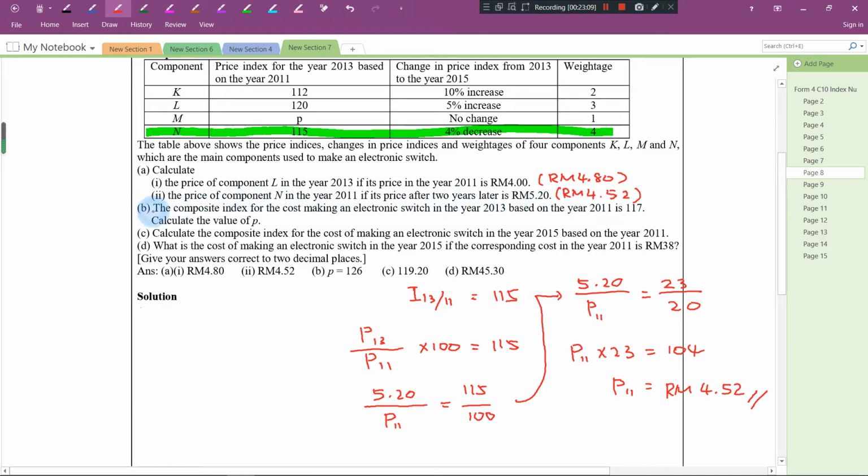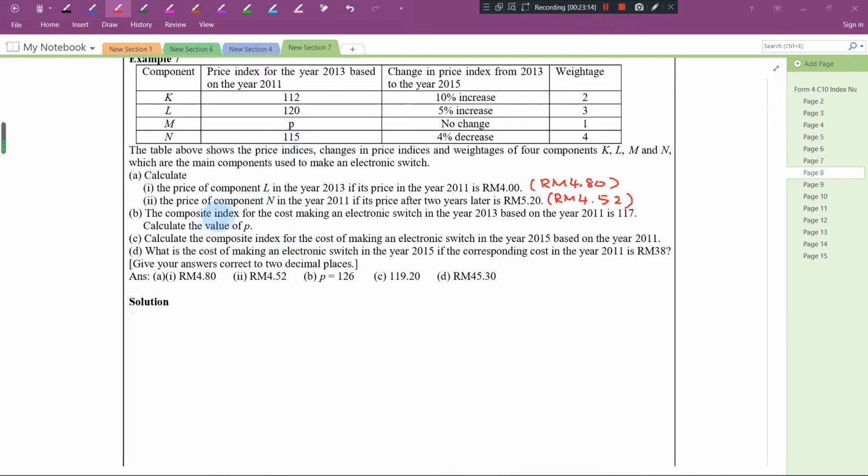Okay, now let's try part B. The composite index for the cost of making an electronic switch in the year 2013 based on the year 2011 is equal to 117. So this is a composite index, 2013 based on 2011. It means that we need to use the index number in the year 2013 based on the year 2011.